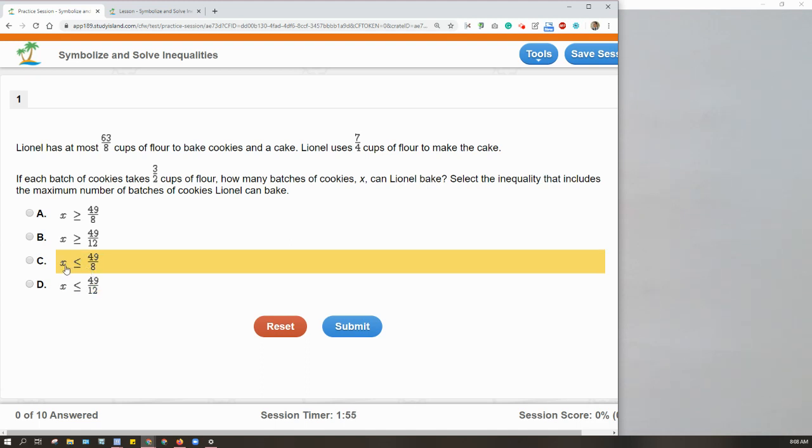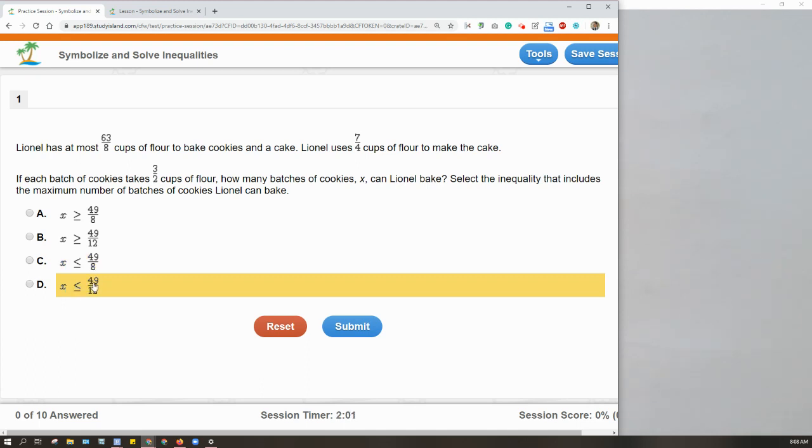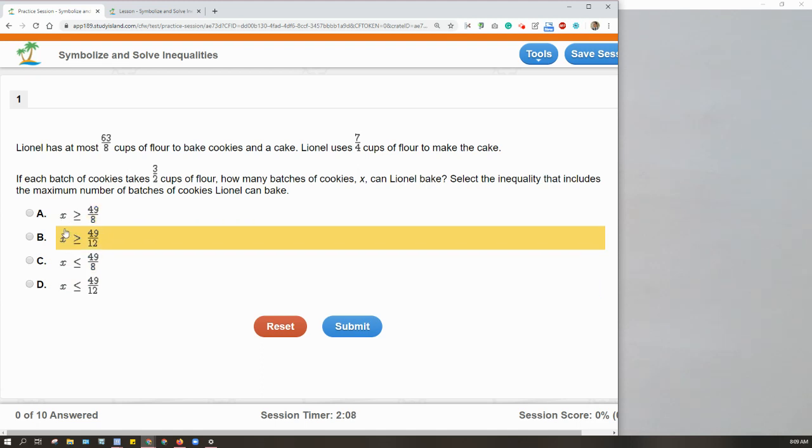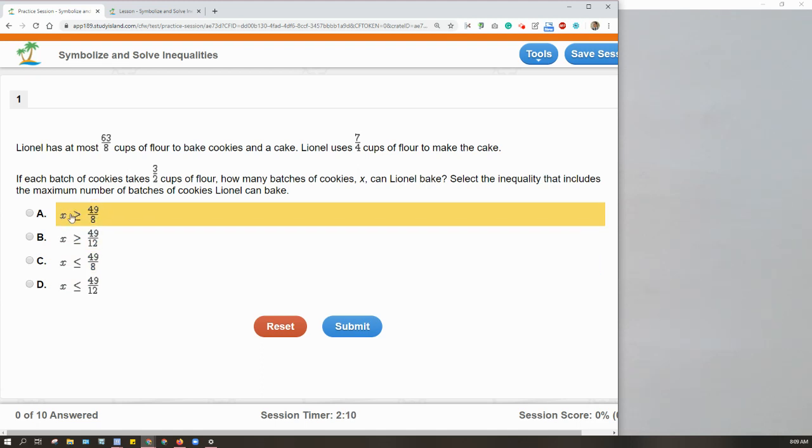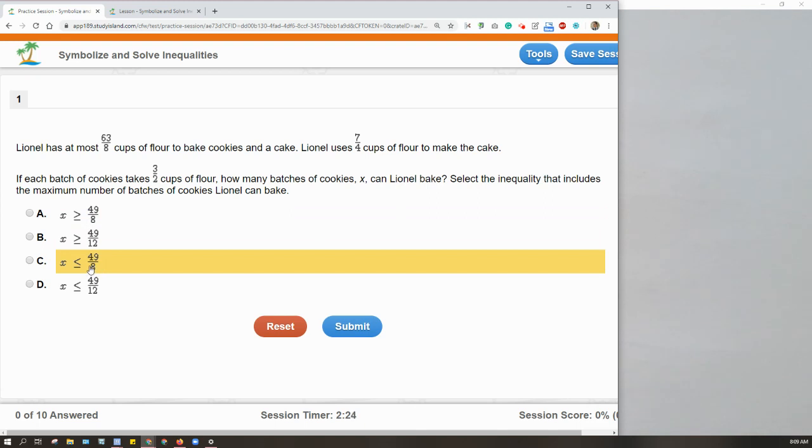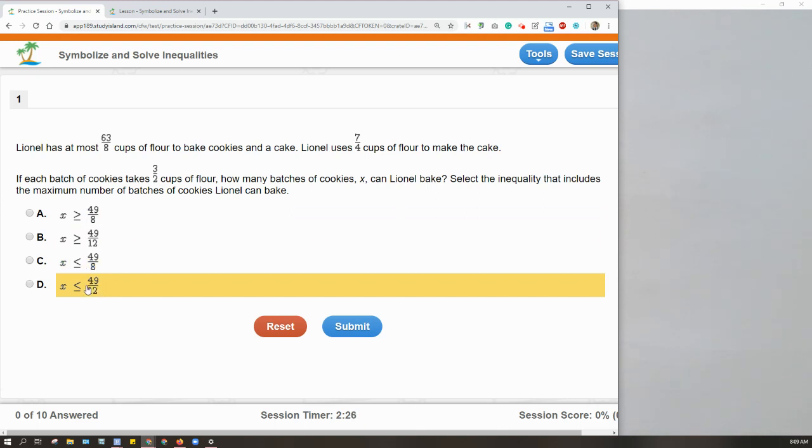So X, the number of batches of cookies that Lionel can bake, is either at most 49/8 or at most 49/12. It can be both those numbers or less, but it can't be more than that. A and B don't make sense. We could say the number of batches of cookies is greater than or equal to 49/8, but there's lots of numbers that are greater than. Could he cook a billion batches of cookies? No, that doesn't make any sense. So before we even write an inequality or solve an inequality, you can use some common sense to see that your answer here has to be C or D.